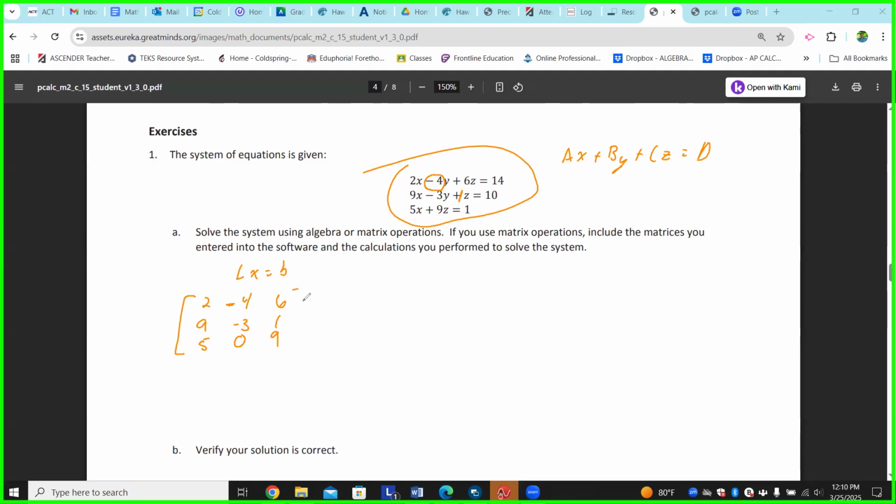Now that I have my appropriate L, what is my appropriate X? This time it would be X, Y, and a Z. What would my B be? Perfect. Again, be able to pull out the appropriate matrices. Now we can use our calculator. How would I type this into the calculator?